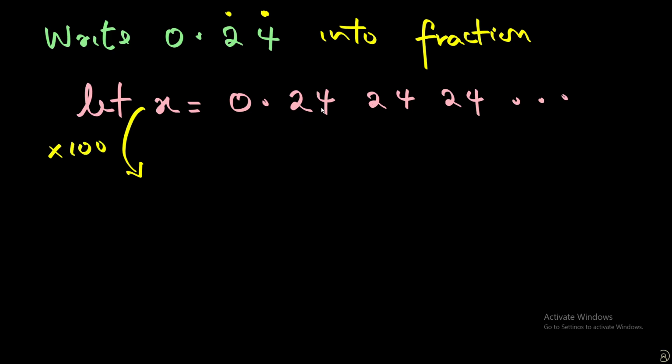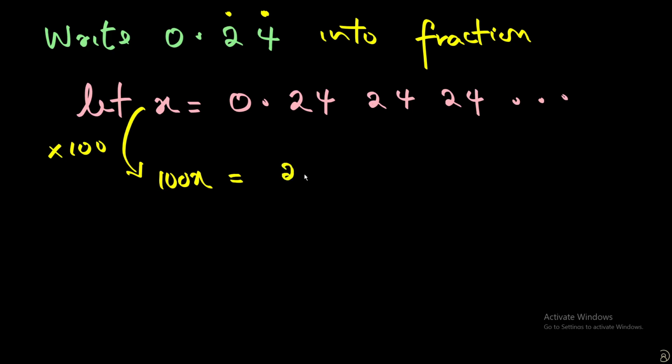Now I just need to say this. If you have 1 digit recurring, you're going to multiply that equation by 10. But when you have 2 digits recurring, you multiply by 100. In the same way, if you have 3 digits recurring, you multiply by 1000. In this case, we have 2 digits recurring, so we have to multiply the equation by 100. And so when we do that, we're going to have 100x.